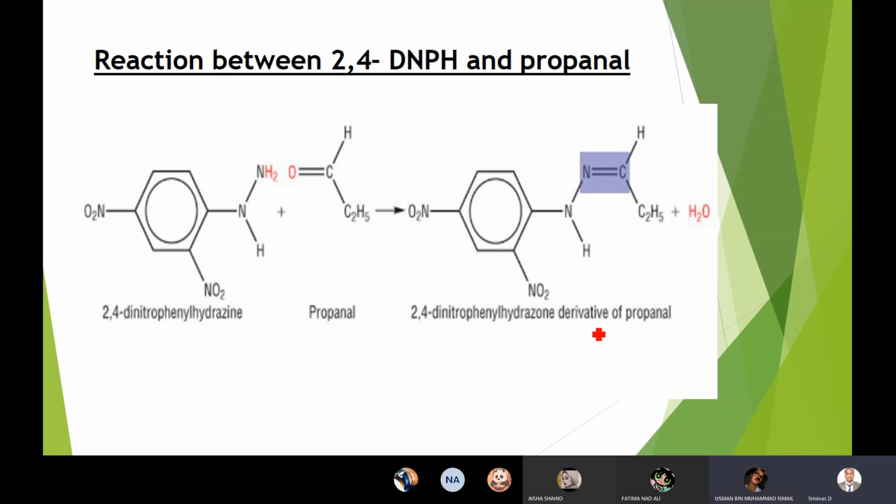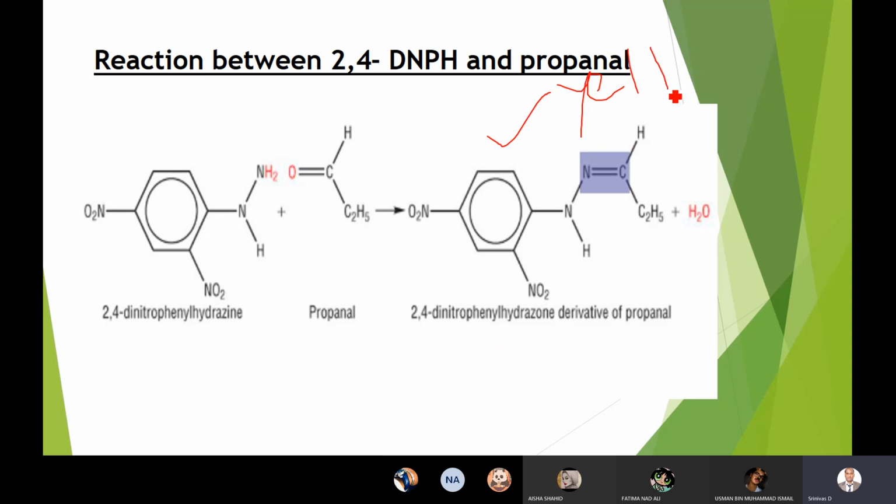A hydrazone derivative of propanal. It is a derivative of propanal. We got a new word, derivatives. There will be a main functional group, but to that some other substituents are attached. So no other change except this, and this we can call a derivative. Hope I am clear. And what is the purpose of this test? I told you, this is your yellow to orange precipitate.